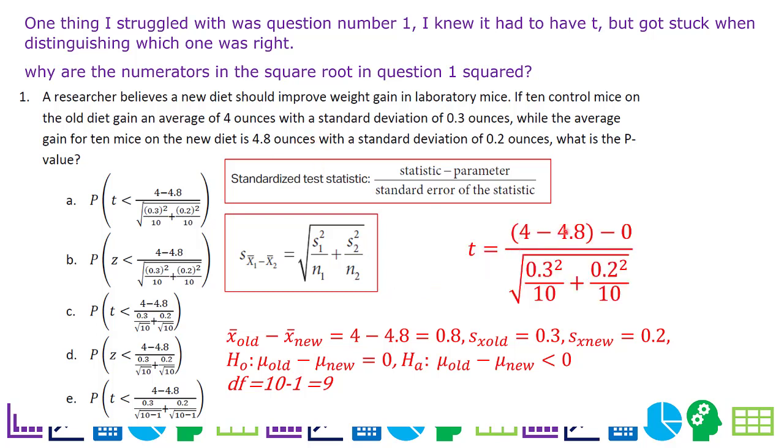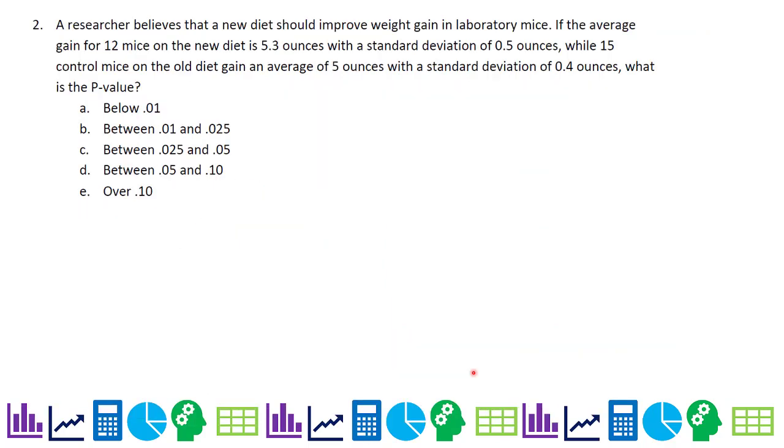So we have 4 minus 4.8, that's the difference, and then minus 0, all over square root of 0.3 squared over 10 plus 0.2 squared over 10. And that basically matches choice A. And you can see that it says less than. In fact, all these say less than. So they have the right direction for the alternate hypotheses.